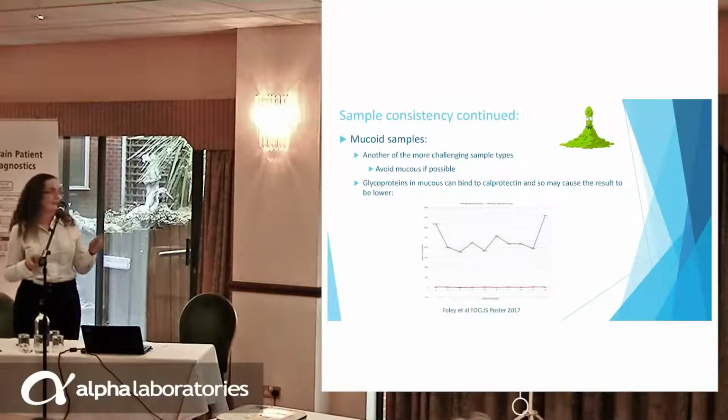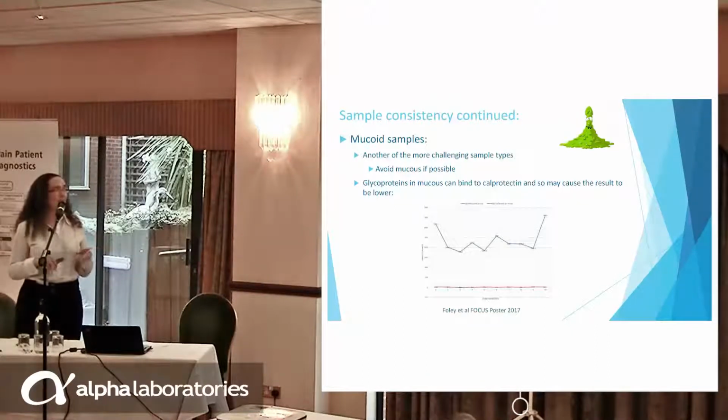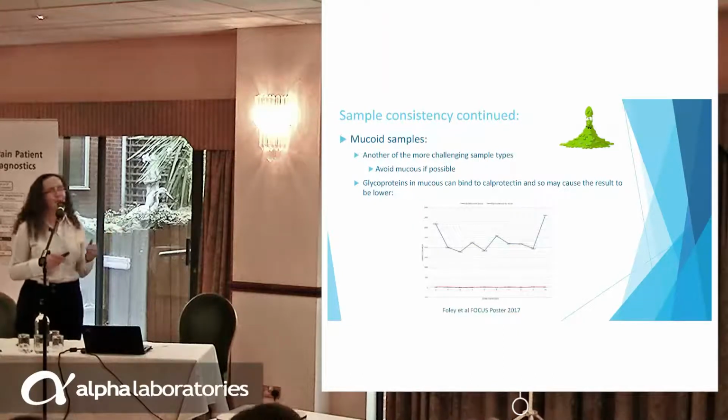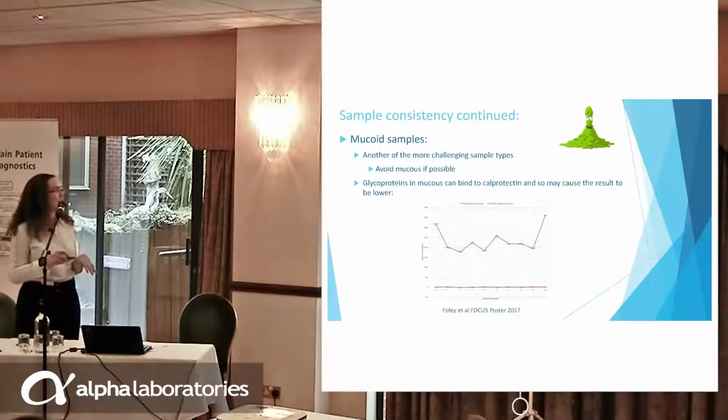The glycoproteins in the mucus can bind to the calprotectin, and so they will cause the result to be artificially low. Okay, this is one of the things where there is, I think, quite a lack of data on the pre-analytic issues that we're talking about here. Certainly on the mucoid sample, there is very little data that you can have a look at.